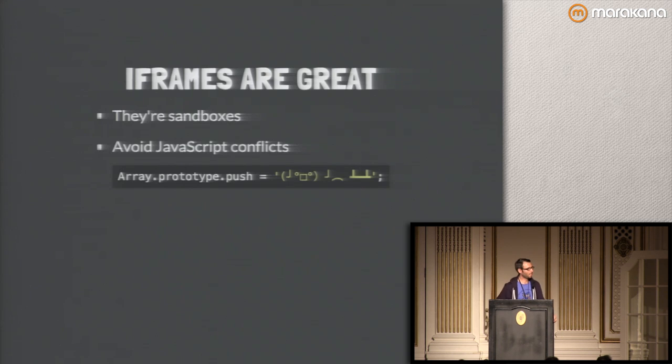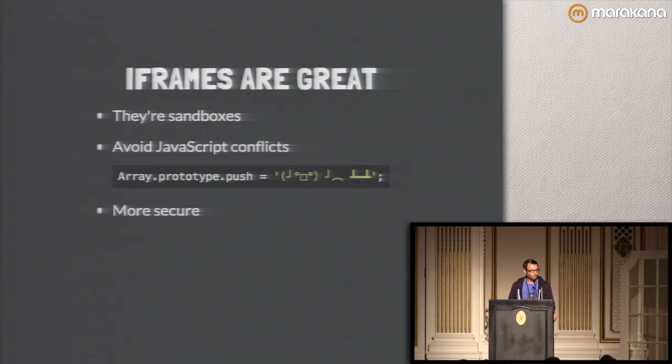Like if you have a parent page that decided to manipulate prototypes in funky ways that aren't fun for your code, you avoid that completely. So in this example, if somebody decided for whatever reason to replace array.prototype.push with a string of this guy flipping a table, that's not going to bother me at all.